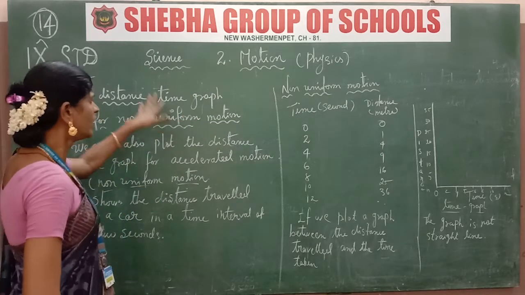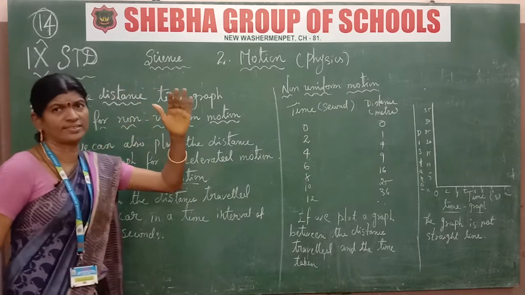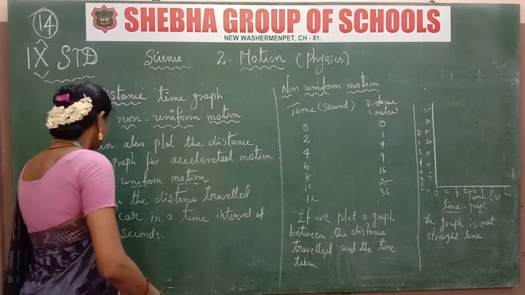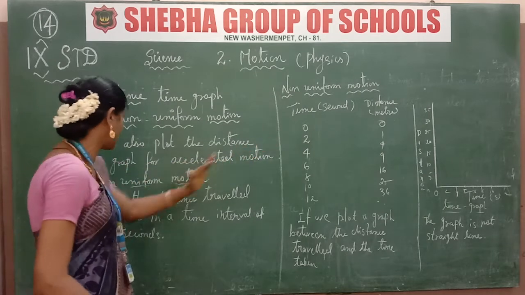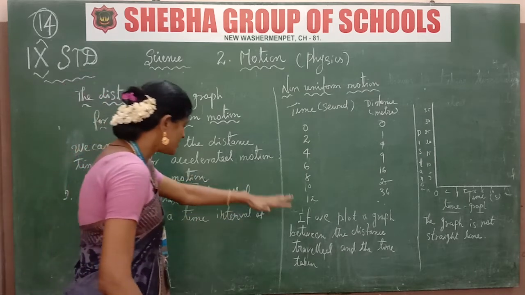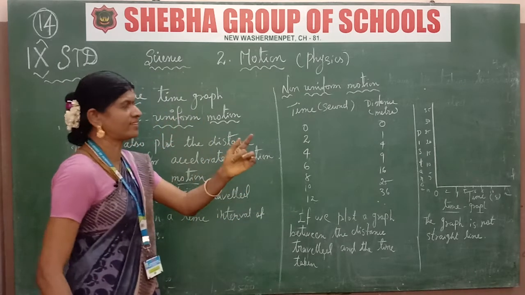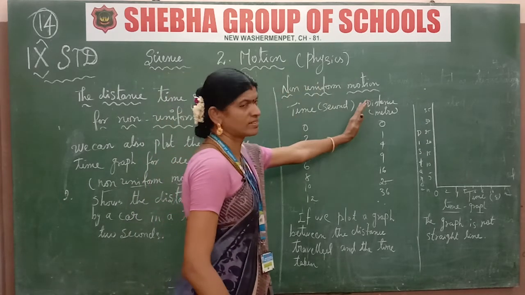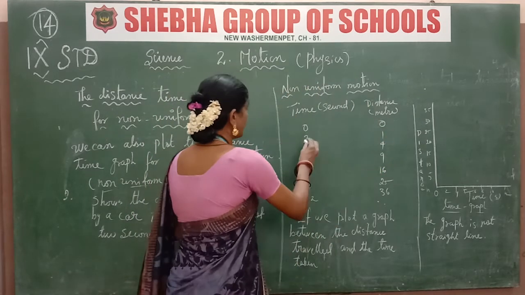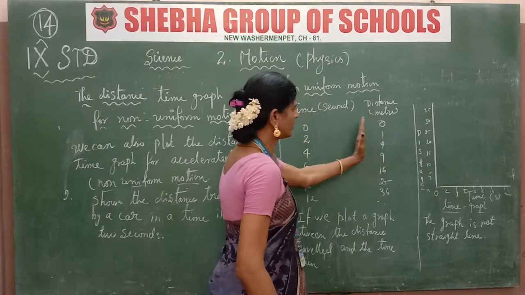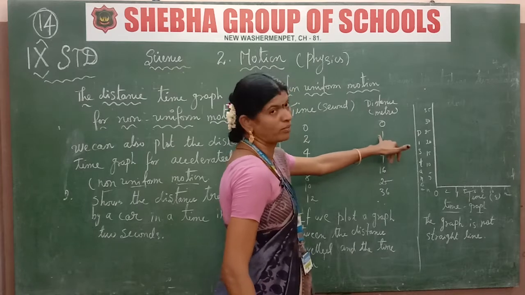Listen carefully. Uniform motion: the distance travelled by the person only. Next, they show the distance travelled by a car in a time, at an interval of 2 seconds. Non-uniform motion: the time in seconds and the distance in meters. Okay, in 2 seconds the car travels a distance of 1 meter.